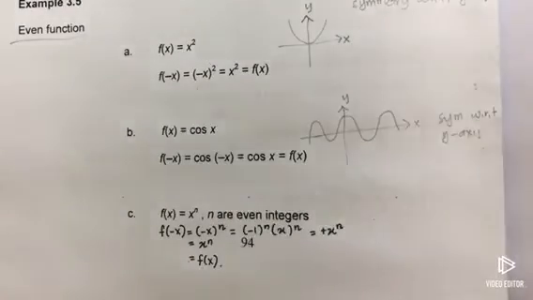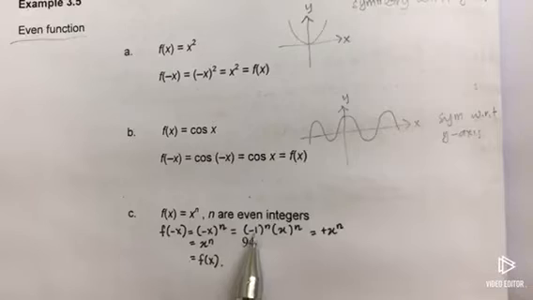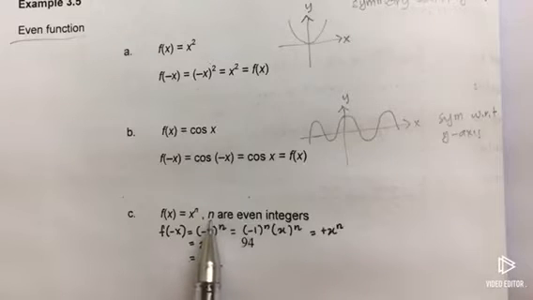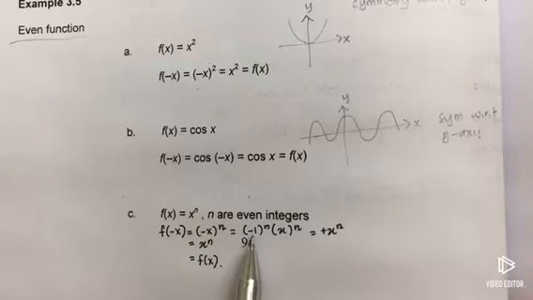Okay, question C, given f of x equal to x to the power n, where n is an even integer. So when we substitute x by negative x, we get negative x to the power n. We can split to negative 1 to the power n times x to the power n. Negative 1 to the power n is equal to positive 1 because n is even. Let's say negative 1 to the power 2, we get positive 1. Negative 1 to the power 4 also positive 1. Negative 1 to the power 6 equal to positive 1.